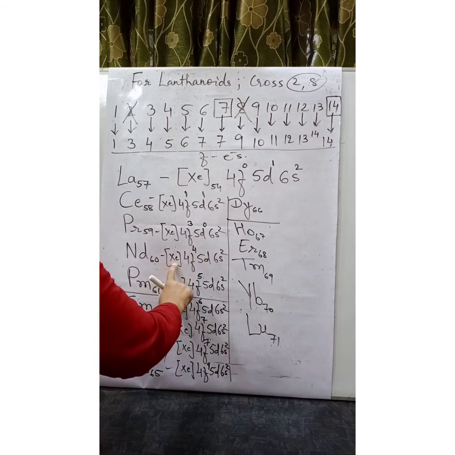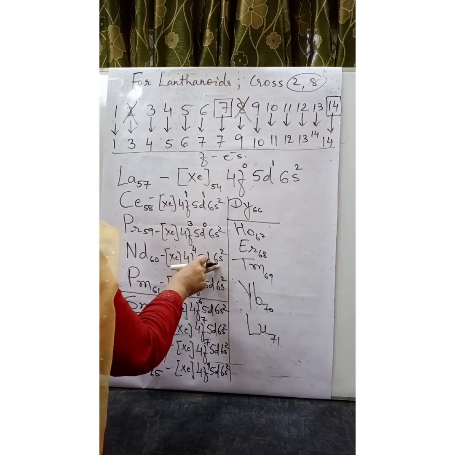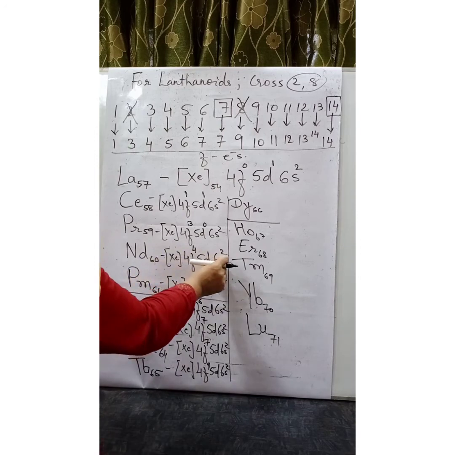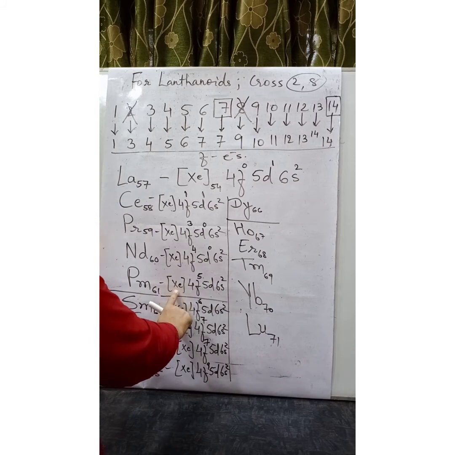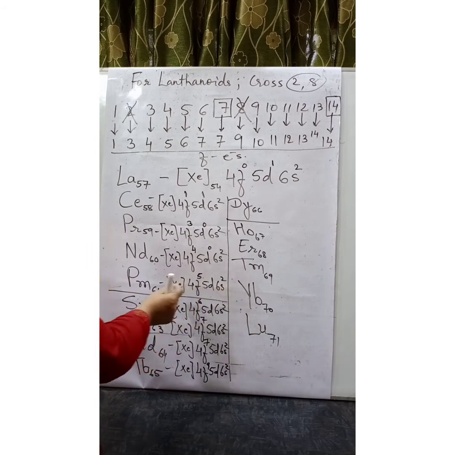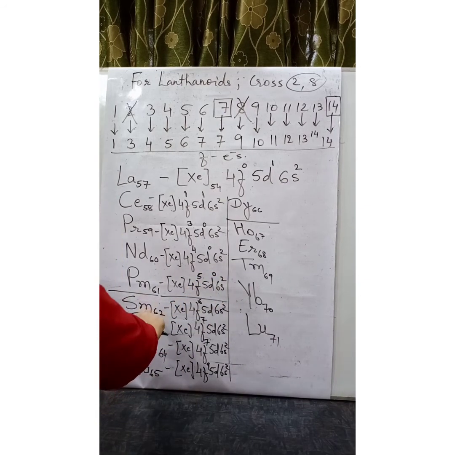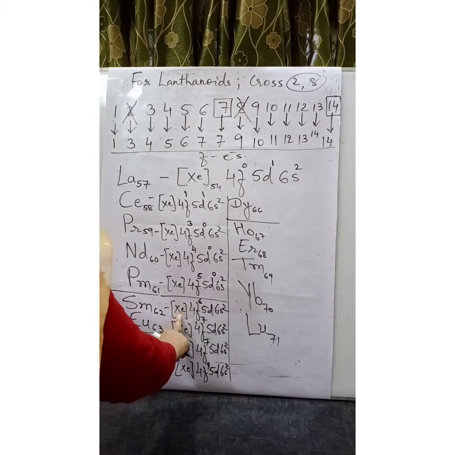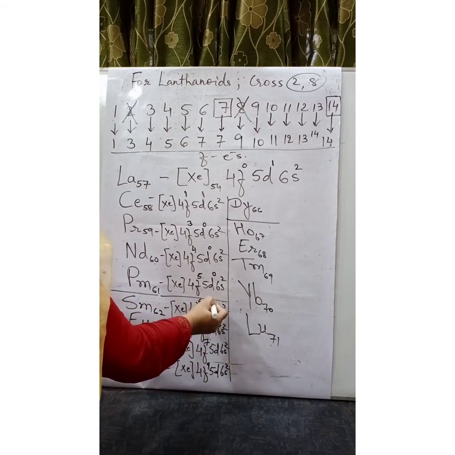Now again 54 plus 4, 58 plus 2, 60. 60 is filled. 60 is the atomic number. 60 minus 60, 0. Next 54 plus 5, 59. 59 plus 2, 61 filled. 61 is the atomic number. 61 minus 61, 0. Let us move further. Samarium, 54 plus 6, 60. 60 plus 2, 62 minus 62, 0.